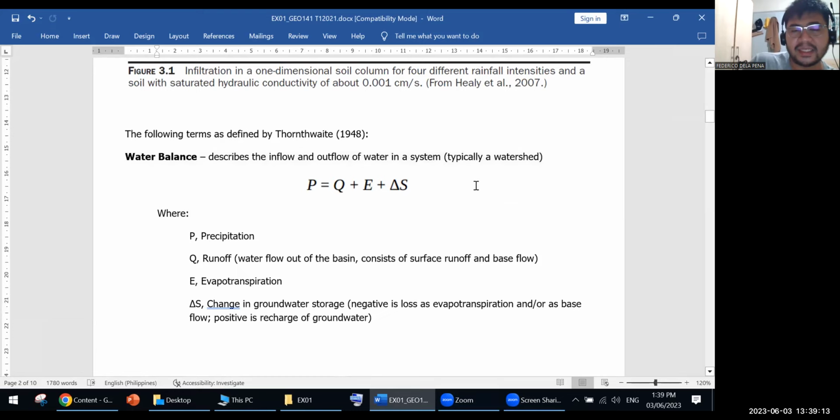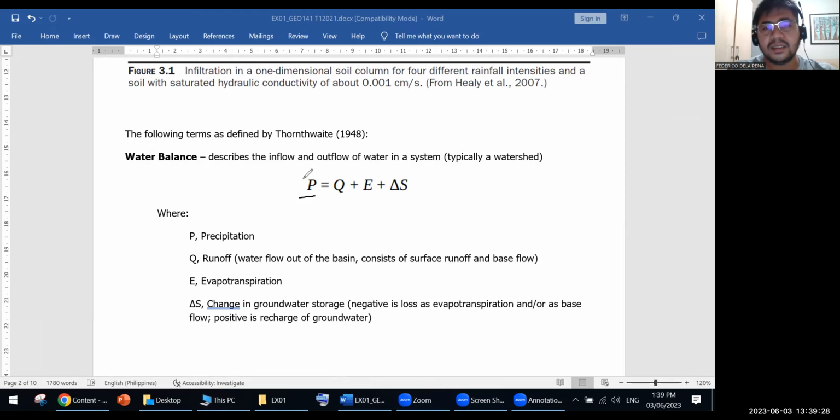Now let's talk about water balance. All right? It's a budget system for water. And you're just interested in the water that's going in and going out of a watershed. Okay. So I assume you're already familiar with the concept of a watershed, no? So basically, it's a piece of land, no, that is bounded by topographic highs, such that all the water that's falling on that watershed will end up in one river system. No?